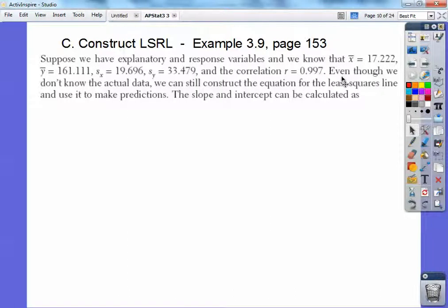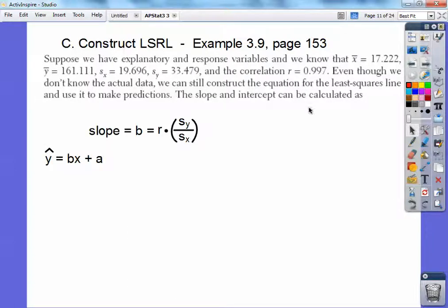Even though we don't know the actual data, we can still construct the equation of this least square regression line and use it to make some predictions. So the slope and the intercept can be calculated as, okay, here's the slope right here. The slope equals r, my correlation, times, and everything's here, you guys. R is right here, 0.997. The standard deviation of y is right here, 33.479, and the standard deviation of x is 19.696. So let's go ahead and calculate that, you guys. All right, so I get 1.695.